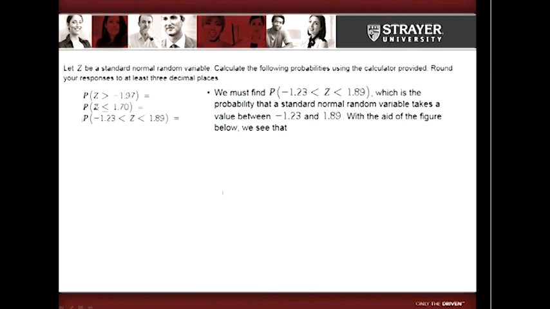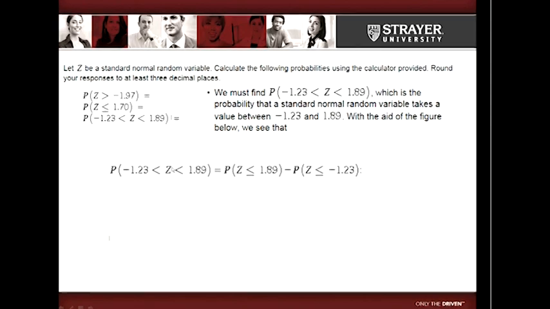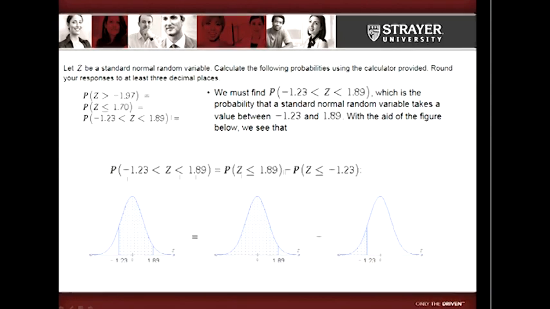So now our second problem, the less than or equal to 1.7, that's kind of straightforward. That's going to be exactly the answer that it gives you. So let's look at the third one. We need to find the probability that z is between 2 numbers. So the probability that z is between these 2 numbers is the probability that z is less than the big number minus the probability that z is less than the little number.